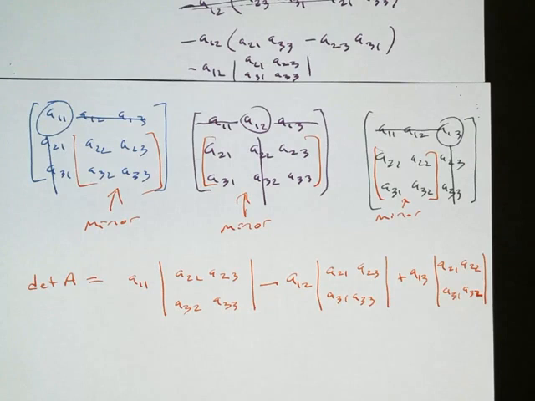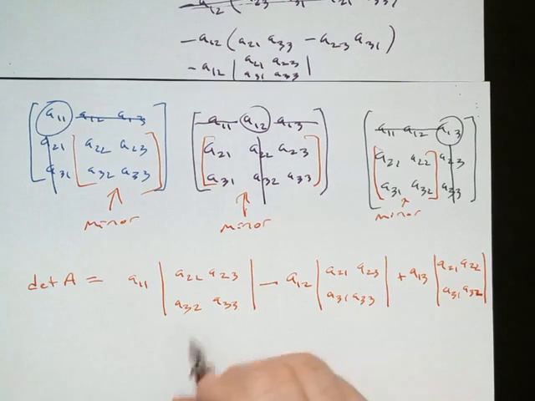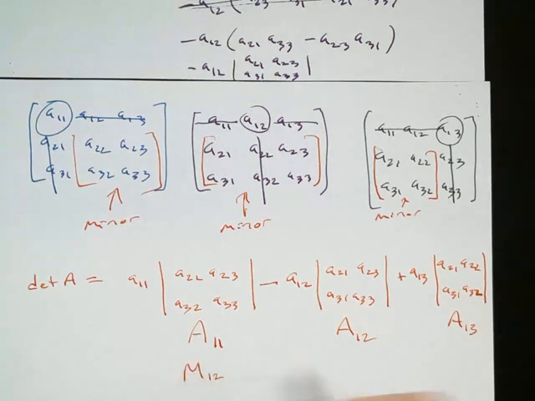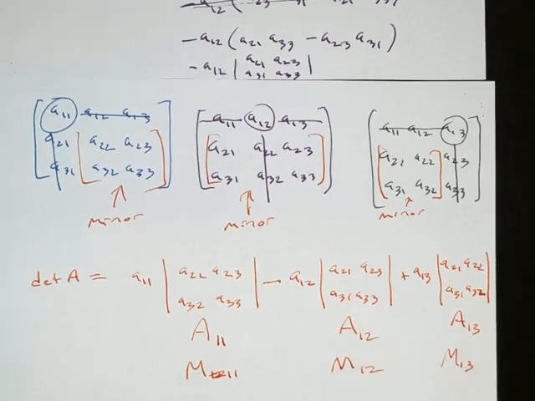Our textbook calls these Aij with a capital A. So it refers to this as A11, and this is A12, and this is A13. Some textbooks, because these are minors, call these M11, M12, and M13. Either way, the important part here is to remember that we get them by eliminating the row and column from the outside number. Questions? This looks crazy.